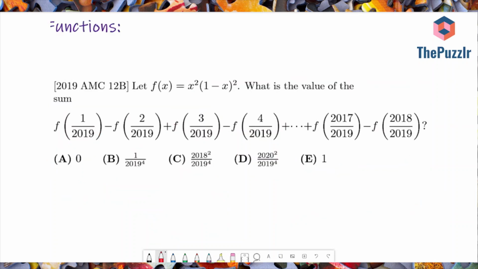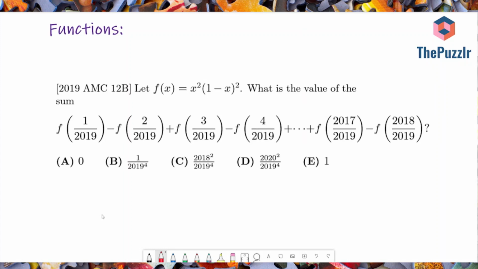Now, functions are a big part of the AMC 10 test, but they don't appear as just standalone stuff where you need to know something about functional equations or stuff like that for the AMC 10. That does show up on the AMC 12, but not on the 10. So the concepts that we've learned about for the 10 are enough to solve function problems, but let's try one. So 2019 AMC 12B, let f of x equal x squared times 1 minus x squared. What is the value of this sum?